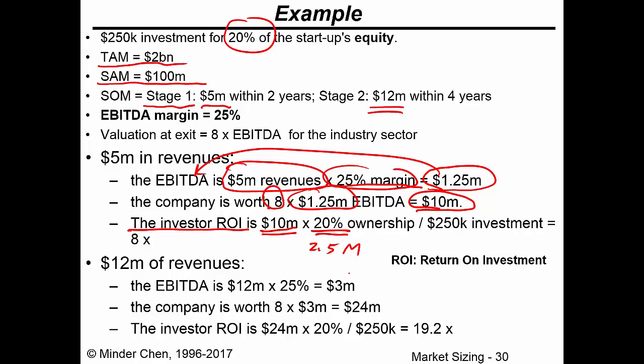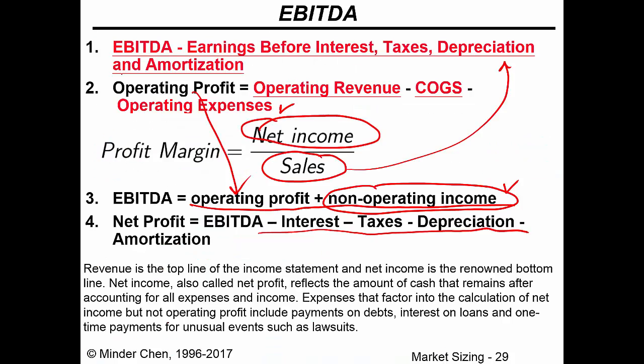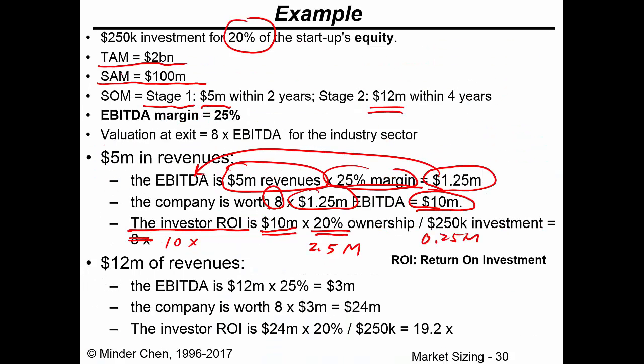Yes, that will be $2.5 million. If we divide that by the initial investment, which is $250,000, actually that's $0.25 million. So the calculation here should be equal to 10 times. So basically that's a 10 times return, which is pretty good, better than the 8 times return. Oh, actually, that's the target return, right? What that investor was looking at. So we're right on target.